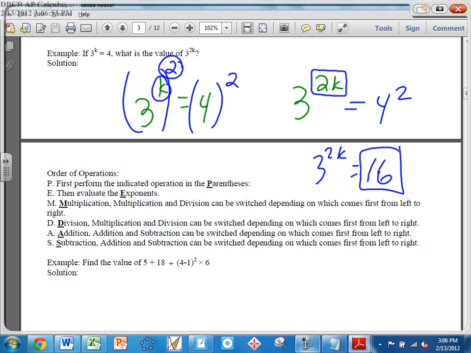Go right to 3 to the 2k. Once you know the value of 3 to the 2k is 16, you're done. You never have to solve for k in this entire problem. I encourage you not to solve for k here because, again, you would have to use logarithms and it would get a little messy. Let's continue.